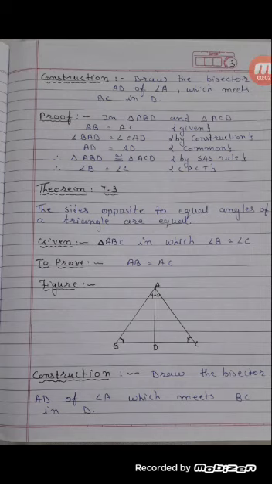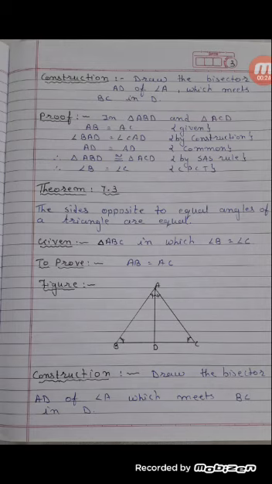Theorem 7.3. The sides opposite to equal angles of a triangle are equal. Here given triangle ABC in which angle B is equal to angle C. To prove AB is equal to AC. This is the converse theorem of 7.2. In the figure, the same figure as for the 7.2 theorem.